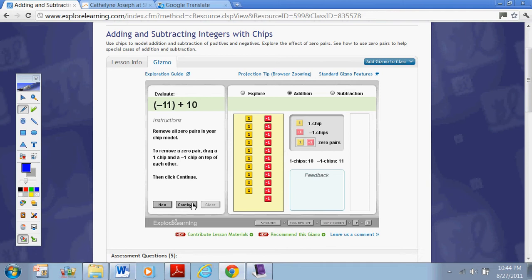Okay, so now watch what happens. All of these are going to cancel each other out because they have their opposites. Poof, disappear, disappear, disappear, disappear. Once again, they only cancel each other out when there's an opposite there. And we are left with -1.